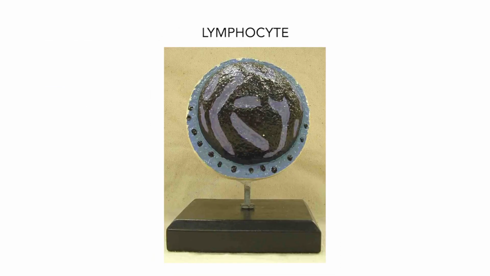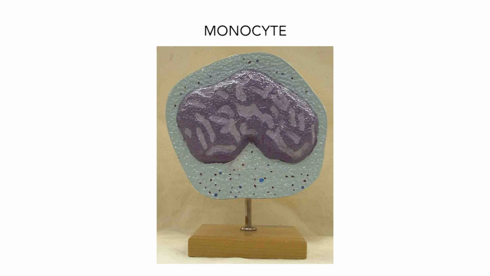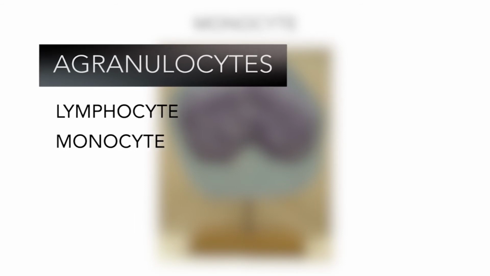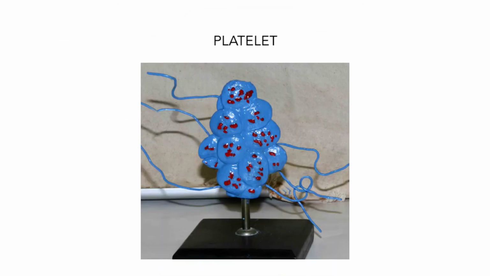The agranulocytes start with a very small cell called the lymphocyte, and then a very large cell called the monocyte. Now those 2 are agranulocytes. This would be an example of a platelet, or platelets.